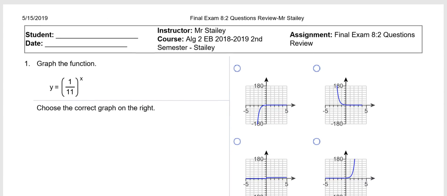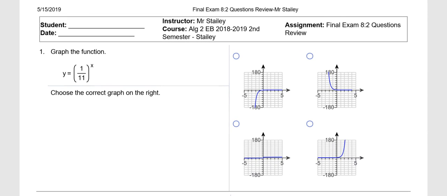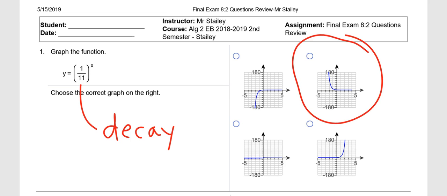Moving on to 8.2. Is this exponential growth or decay? 1 over 11. That is decay, right? Which one of those looks like exponential decay? Let's use words like upper, lower, left, right. Upper left? Nope, that is definitely not decay. It would be the northeast there.